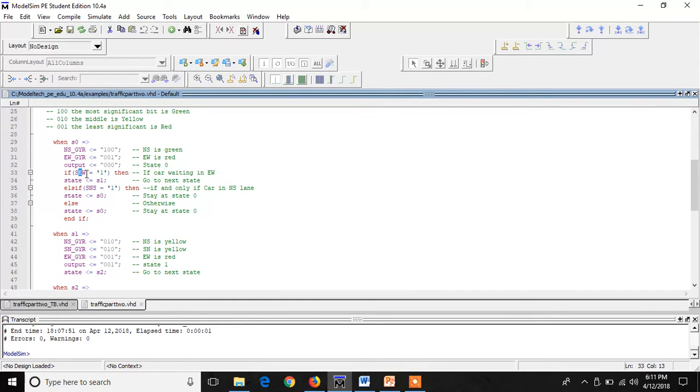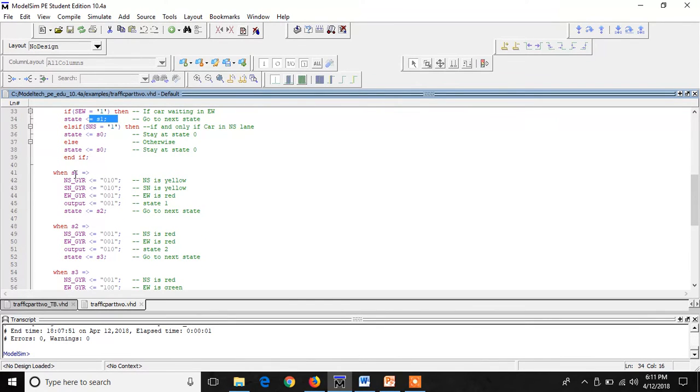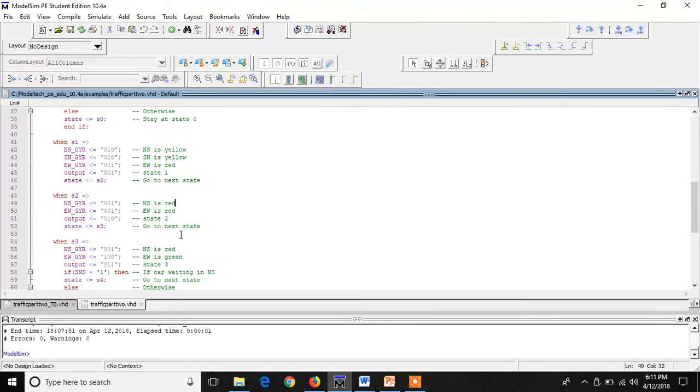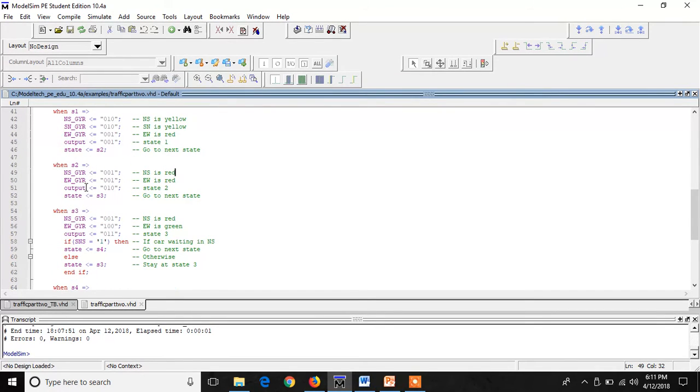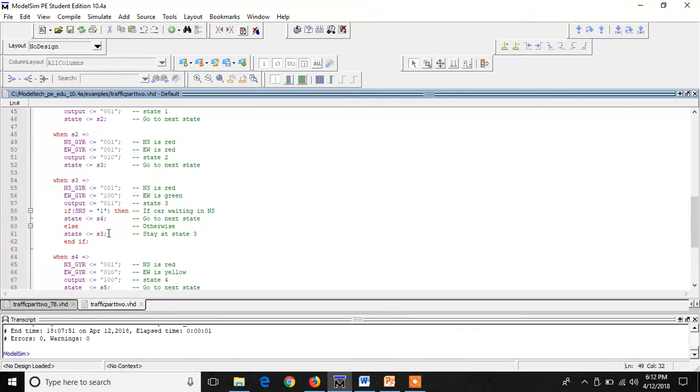If there's a car in the east-west direction, then go to the next state. And when you're in the next state, go to state 2, which is the yellow state. So after the yellow state, go to the red state. And then when you're in the red state, go to north-south being red and east-west being green. And then stay here as long as east-west has cars there. If not, and north-south has cars, then you go to the next state.